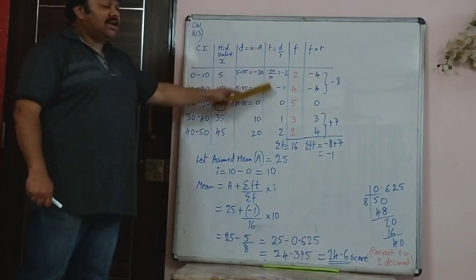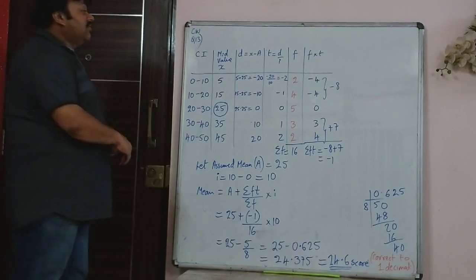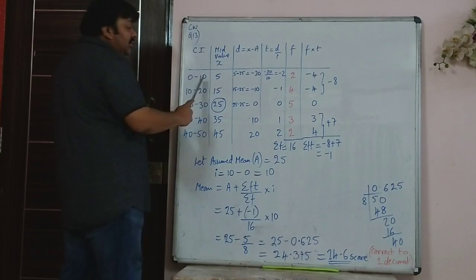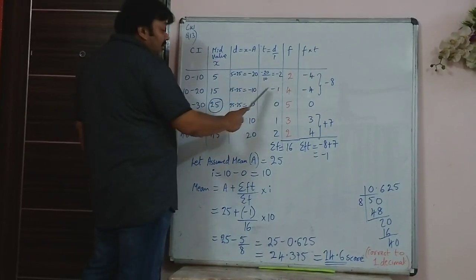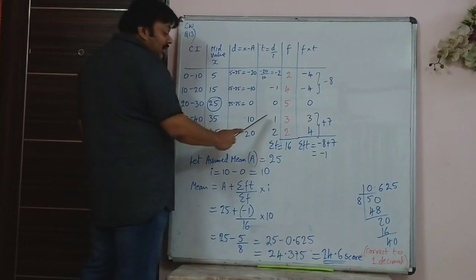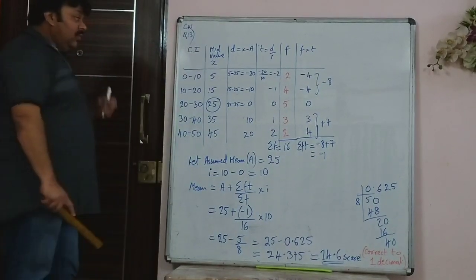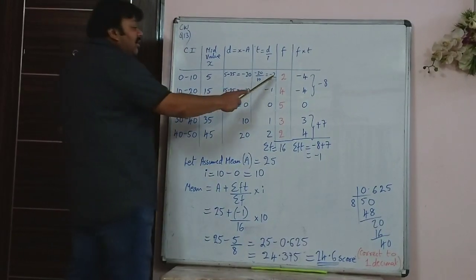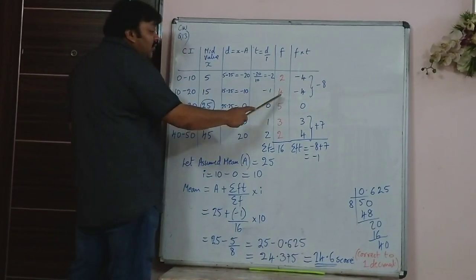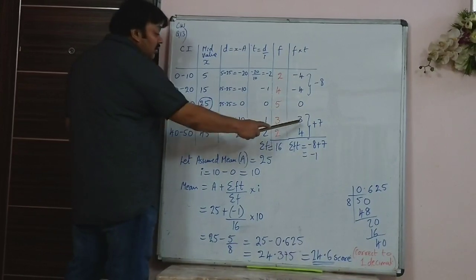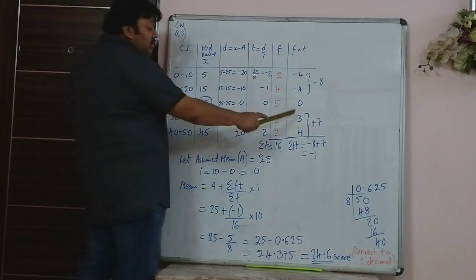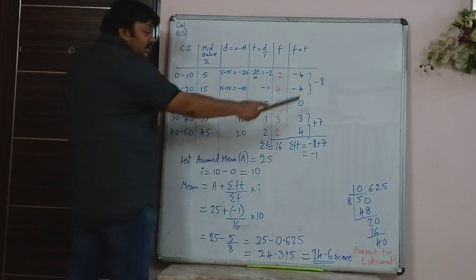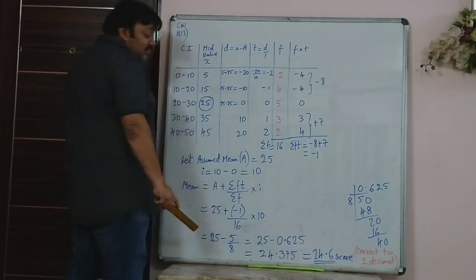Then you are finding t, because this is step deviation method. So deviation upon I. So I is 10. So minus 2, minus 1, 0, 10 upon 10 is 1, 20 upon 10 is 2. So that is the value of t. Now after that you have f into t. Minus 4, minus 4, 0, 3 and 4. 3 plus 4 is 7. Minus 4 and minus 4 is minus 8. So when you add this, you get minus 1.